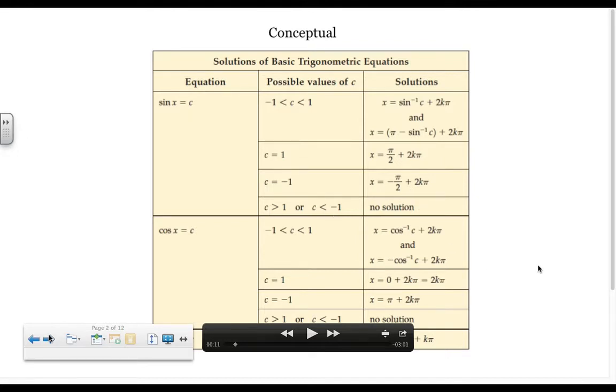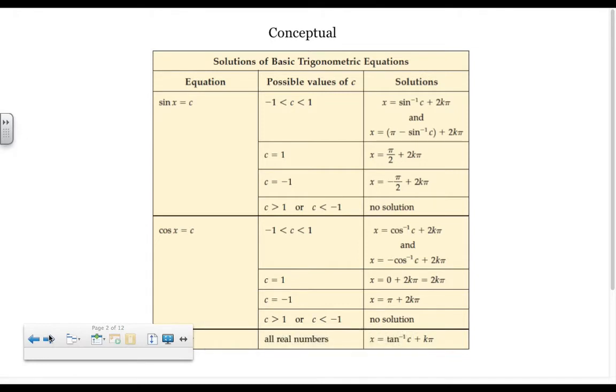Cosine also has these values. So if you notice for cosine, between -1 and 1, it's the inverse of cosine c plus 2k pi, and then the negative inverse cosine of c. If it's 1, it's 0 plus 2k pi, which is just 2k pi. If it's equal to -1, it's pi plus 2k pi. If it's greater than 1 or less than -1, there is no solution.